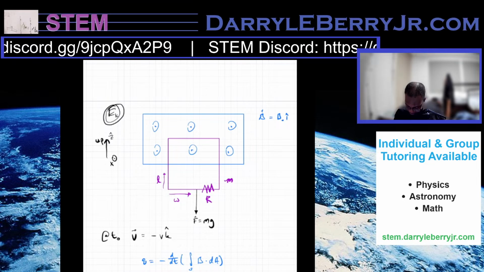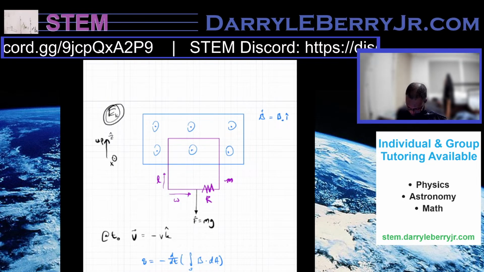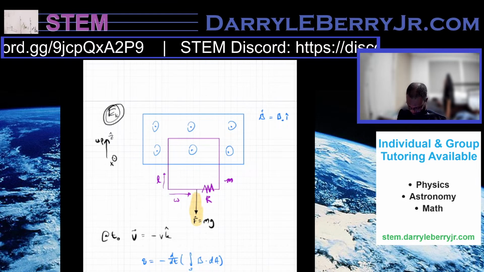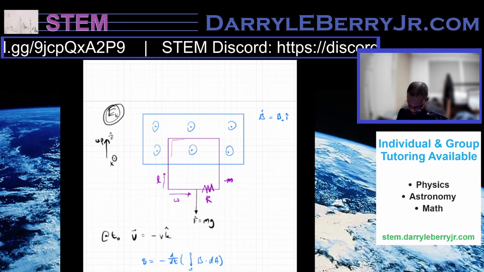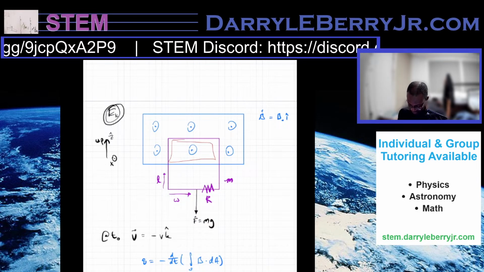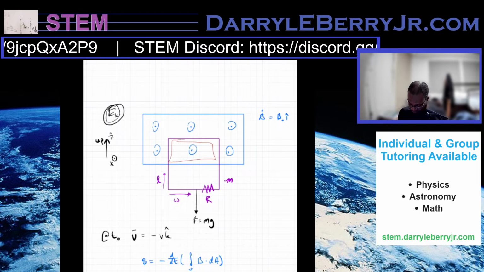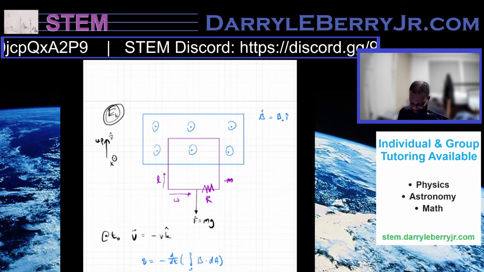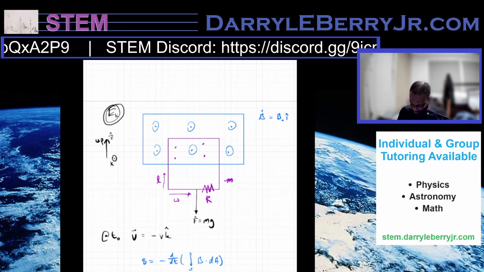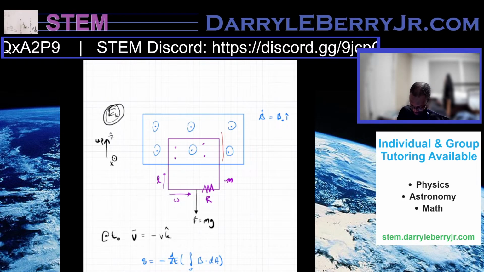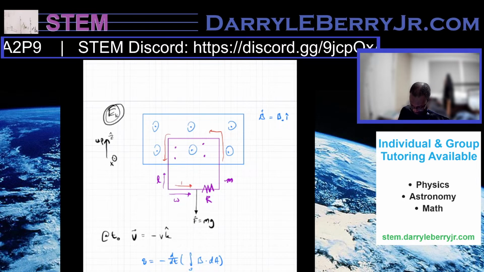first we need to get the direction. So this thing is falling this way. So the area here is shrinking. So the flux is decreasing out of the page. So the loop wants to make a flux to counter that. So the induced magnetic field is also going to be out of the page. That means my induced current in the loop is going to go like this.